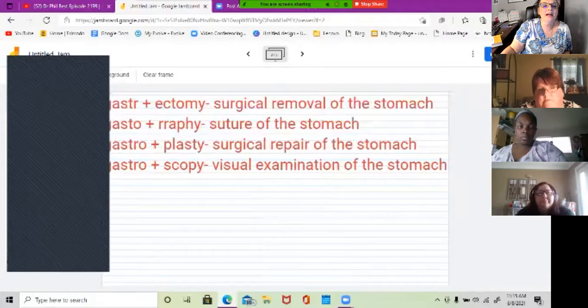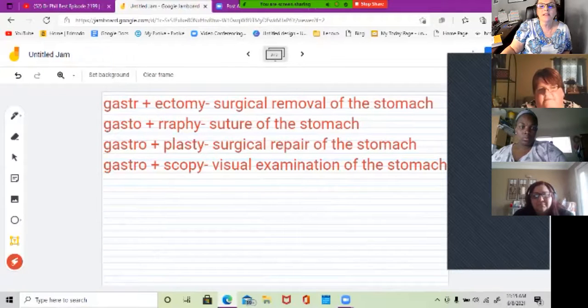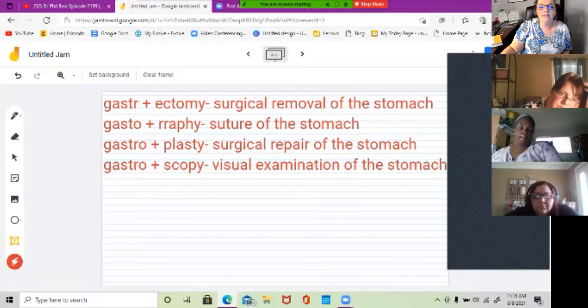Listen at y'all being all fast. So I'm going to have to keep moving y'all around, sorry. A gastrectomy is a surgical removal of the stomach, and that's what you said. Gastrorrhaphy is the suture of the stomach, which is what you guys said. Gastroplasty is the surgical repair of the stomach. And gastroscopy is the visual examination of the stomach.